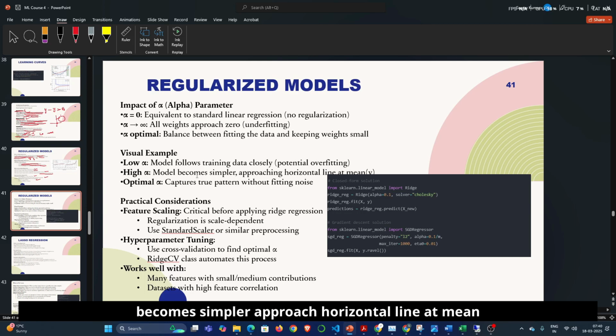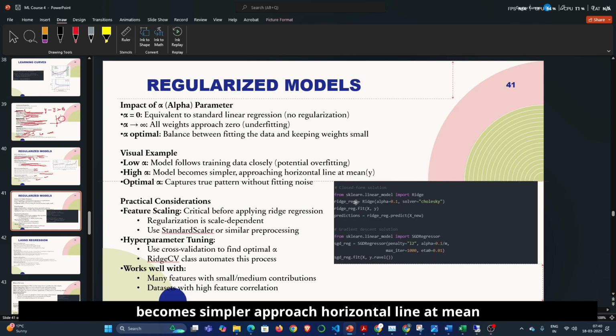With a high alpha, the model becomes simpler, approaching a horizontal line at the mean. And optimally, it captures the true pattern without overfitting the data. Regularization is scale dependent. Use standard scaler or similar preprocessing. Simple, right? That's true.